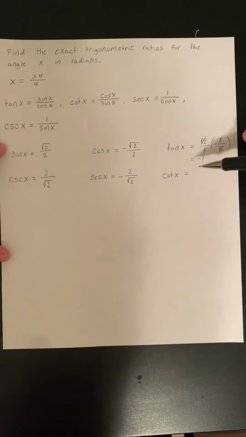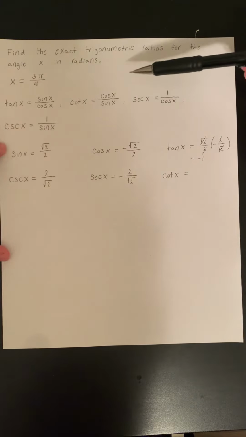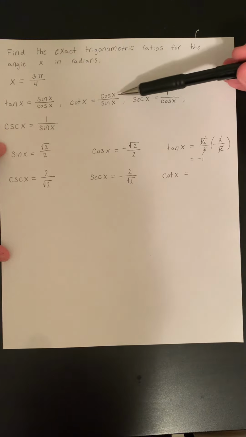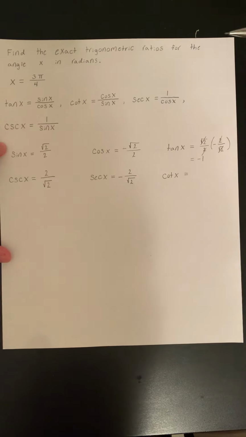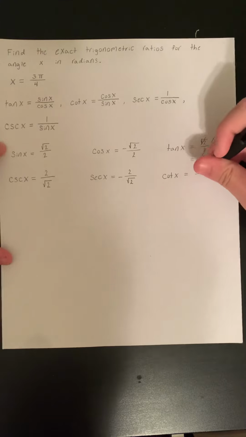And finally, cotangent of x. Cotangent of x is the same thing as 1 over tangent of x, or you can think of it as cosine of x over sine of x. Either way, we get the same thing. In this case, the inverse of negative 1 is just negative 1, so cotangent is also negative 1.